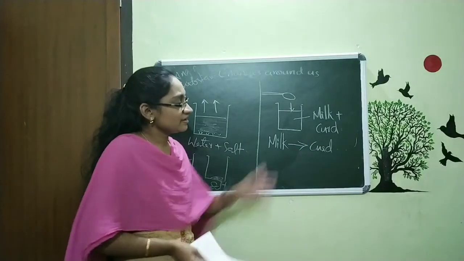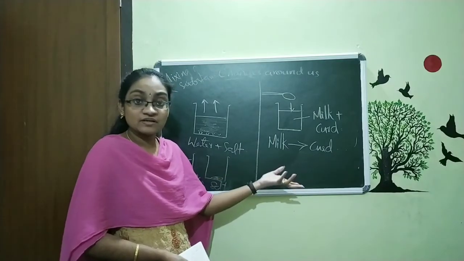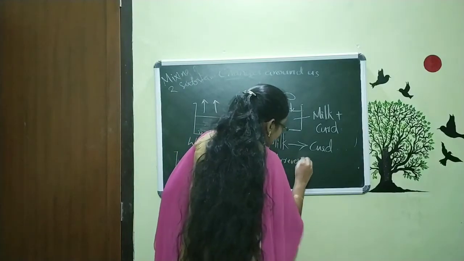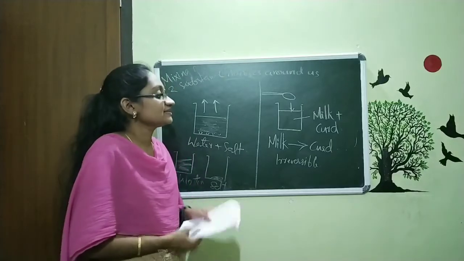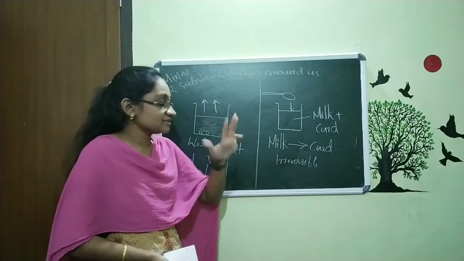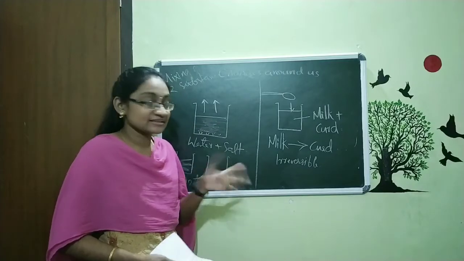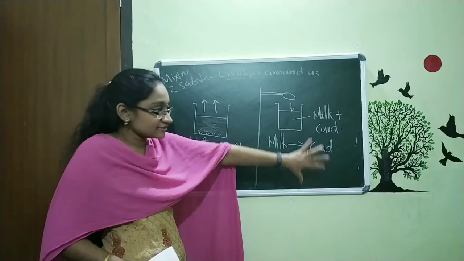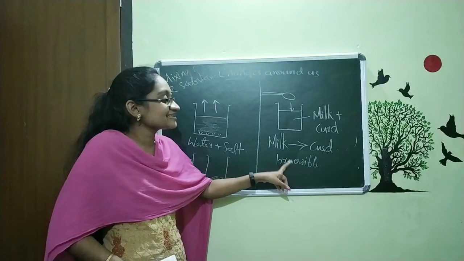So we can say now this is a type of change. The question is: is it reversible or irreversible? Here this is irreversible. That is, it is not possible to convert this curd back to milk. The color changes, the texture changes, the smell changes, the taste changes, everything is getting changed. That means when this milk is converted to curd, it is totally a new product and it is not possible to reverse. So we can say it is irreversible.